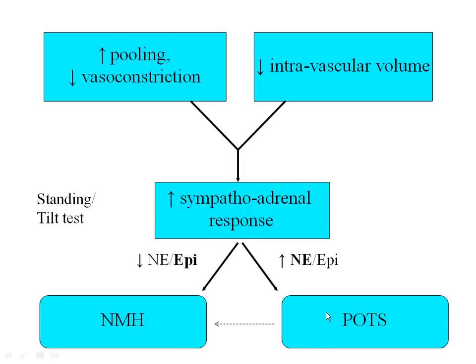POTS patients, if you keep them long enough, very often progress to NMH during a tilt test. The NMH patients don't have to have POTS early on, and they seem to have a higher level of epinephrine compared to norepinephrine. And this may predispose them to fainting because epinephrine can cause dilation of certain vascular beds.